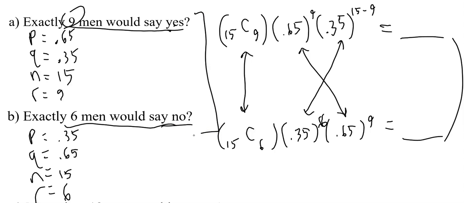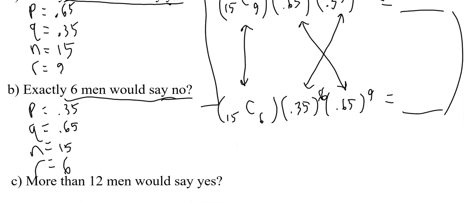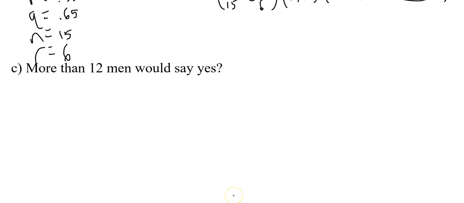Wow, that's really interesting. More than 12 men would say yes. Ooh, now we're getting tricky. So more than 12, that would mean I'd be happy with 13. That would be success. 14 men saying yes, or 15 yeses. We're looking for lots and lots of guys to say yes to this. So more than 12 means 13, 14, or 15.